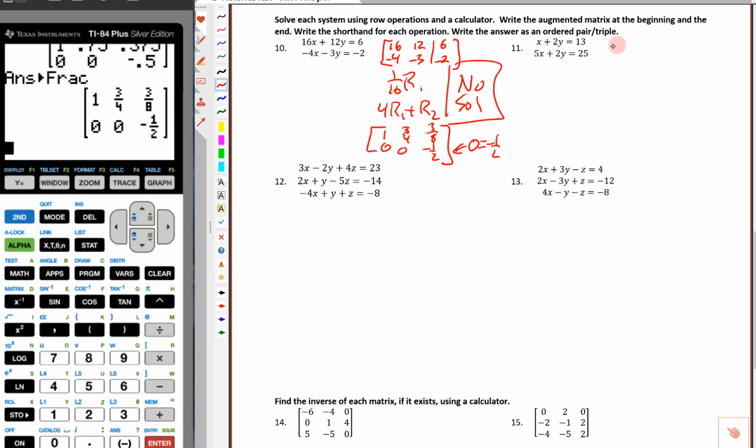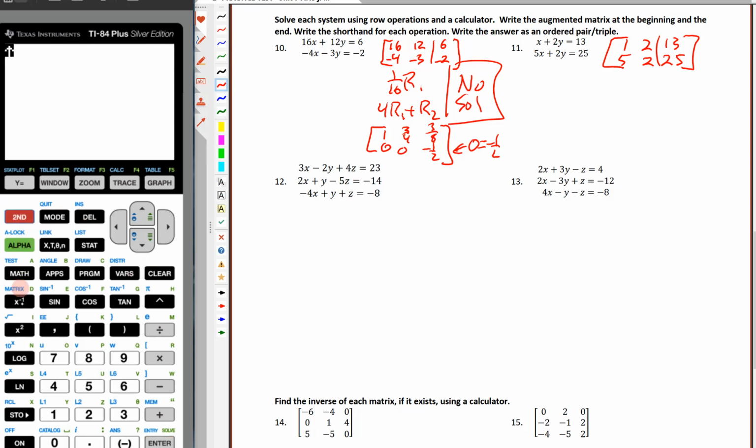We'll put that in. Let's see, we've got 1, 2, 13, 5, 2, 25. And we've got goal number 1 already taken care of for us, so that's kind of cool. I'm going to make sure that this is in the right way, so we're going to hit second quit. Whoops, probably didn't need to do that. We're going to go back and edit.